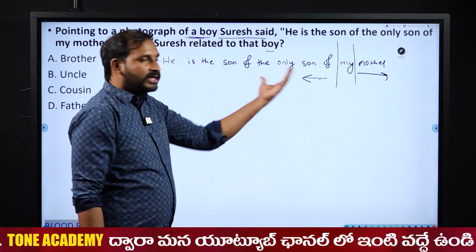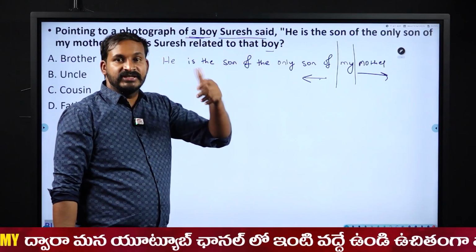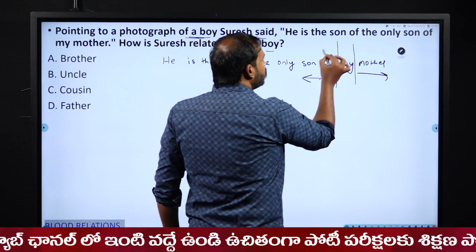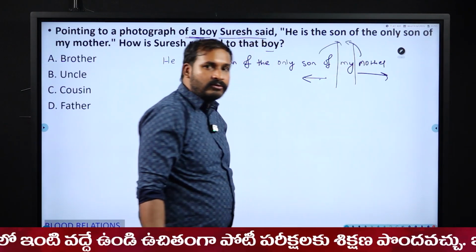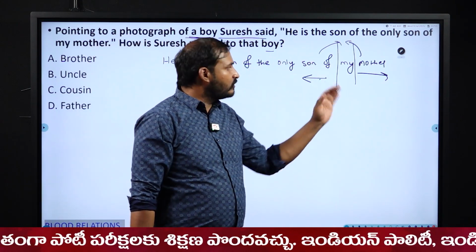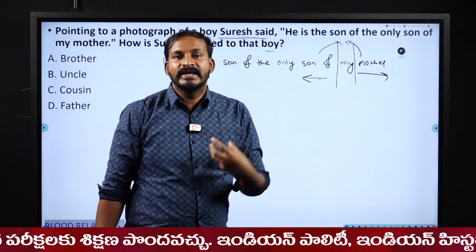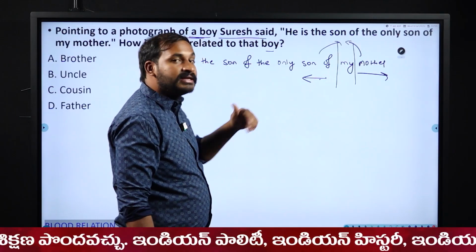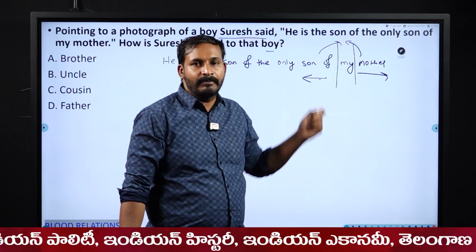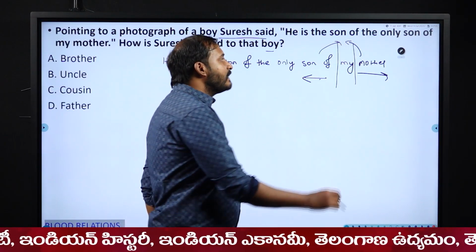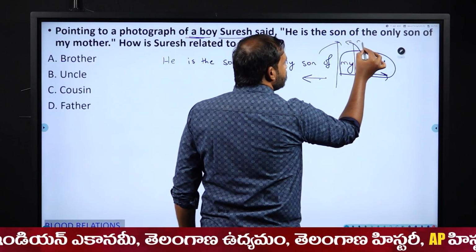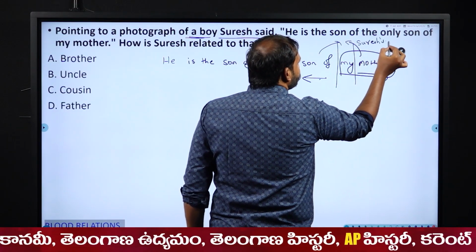Before my, the relation will be told between the person which he is pointing out to. Now both relations will come to only one person. Both will be related to only one person. So after my, it is the speaker's relation, and before my, that is the person who is pointing out. So both persons will come to one point. My mother means what, students? Here our speaker is Suresh, right? So Suresh's mother.